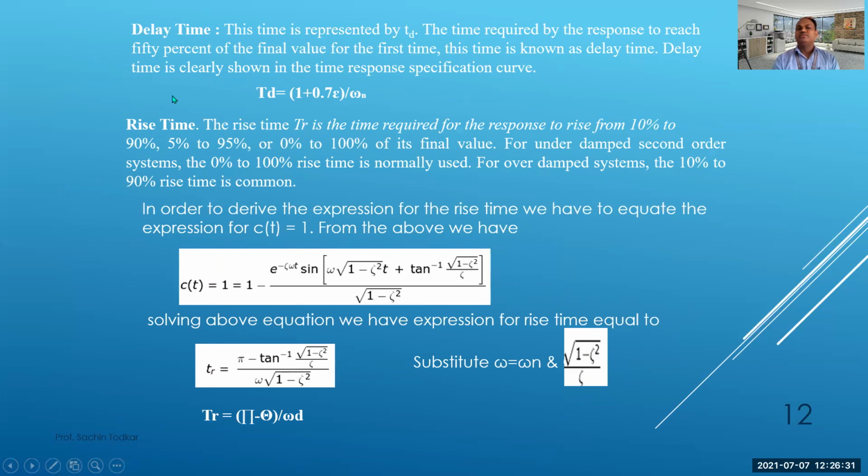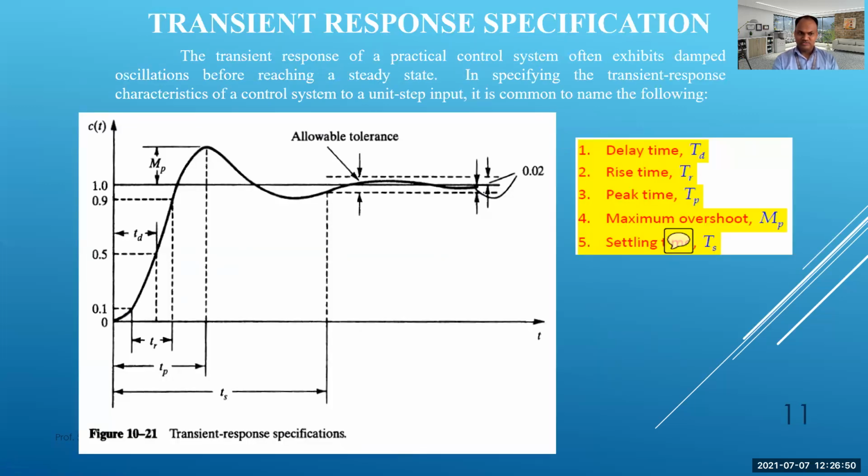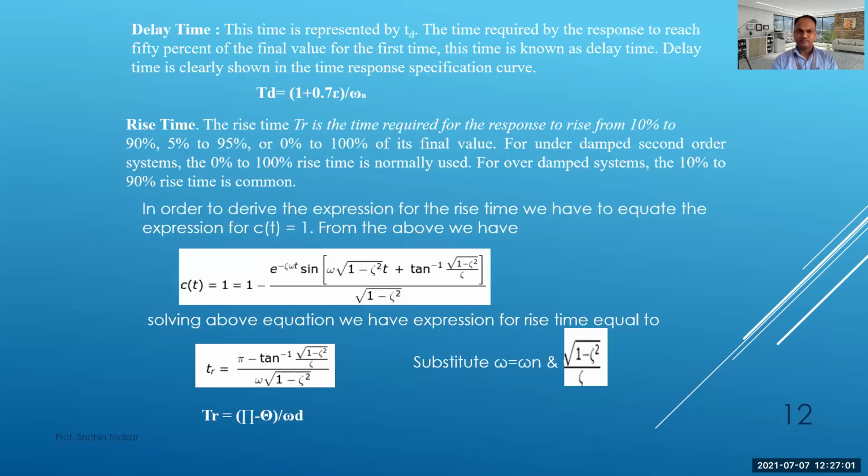Now, what is delay time? This time is represented by TD, the time required by the response to reach 50% of the final value for the first time. This time is known as delay time. Delay time is clearly shown in the time response specification curve with the help of this TD. You can see here 0.5, that is 50% of rise. It is giving TD or delay time.